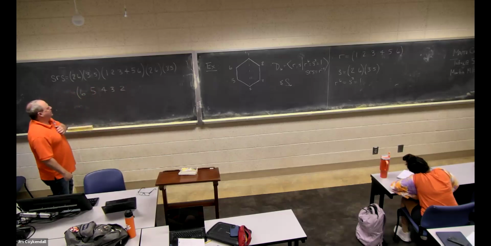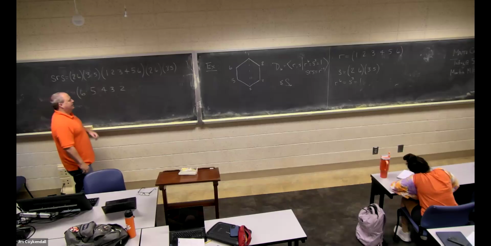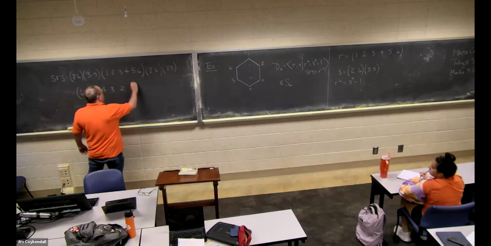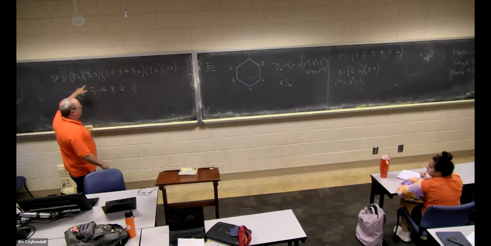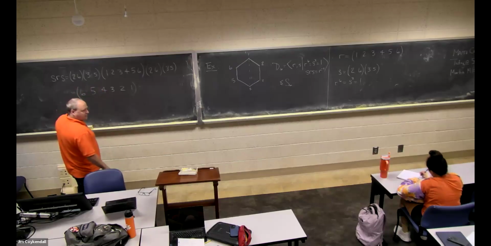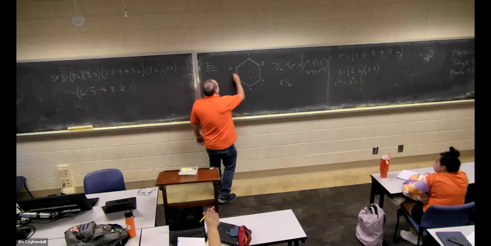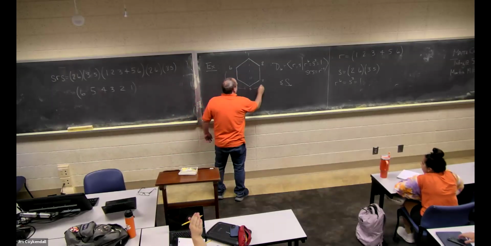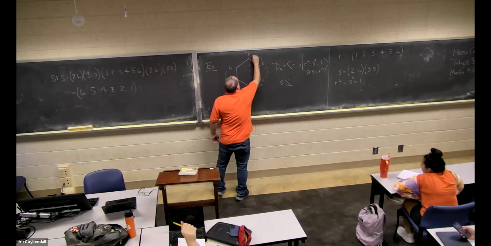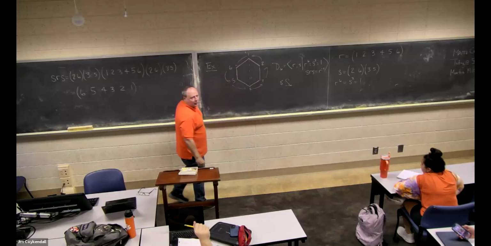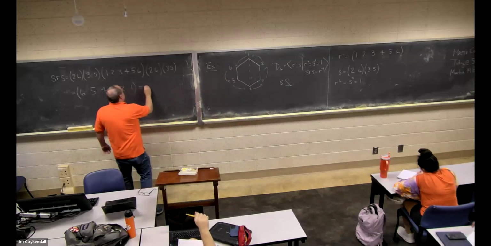And how about 2? 1. And 1 better go to 6. Better check it, but it does. Right? What is this? 6, 5, 4, 3, 2, 1. That's spinning this counterclockwise.